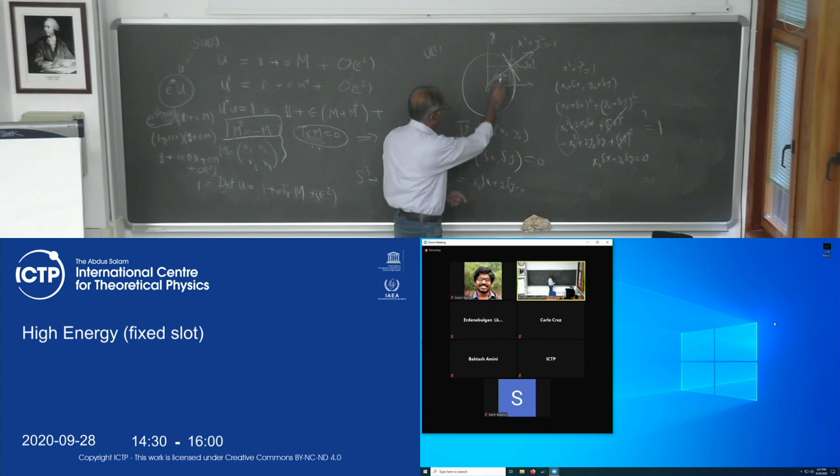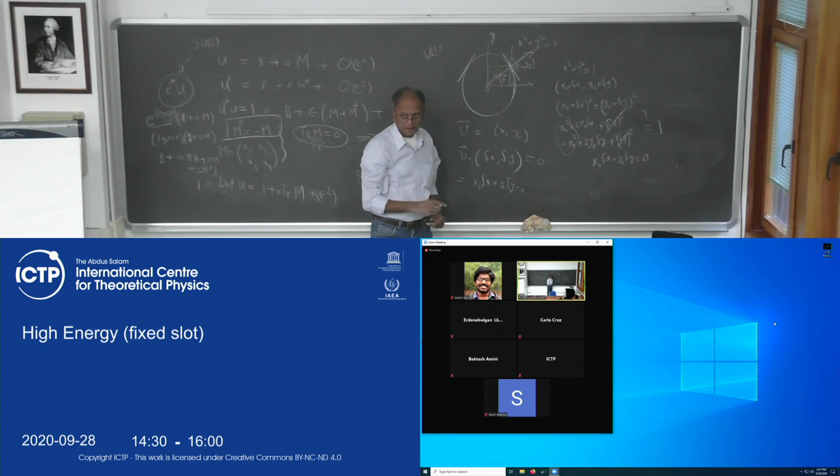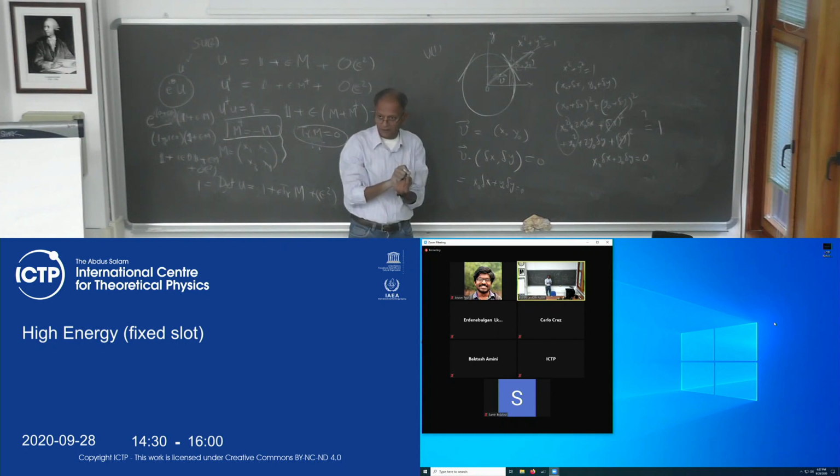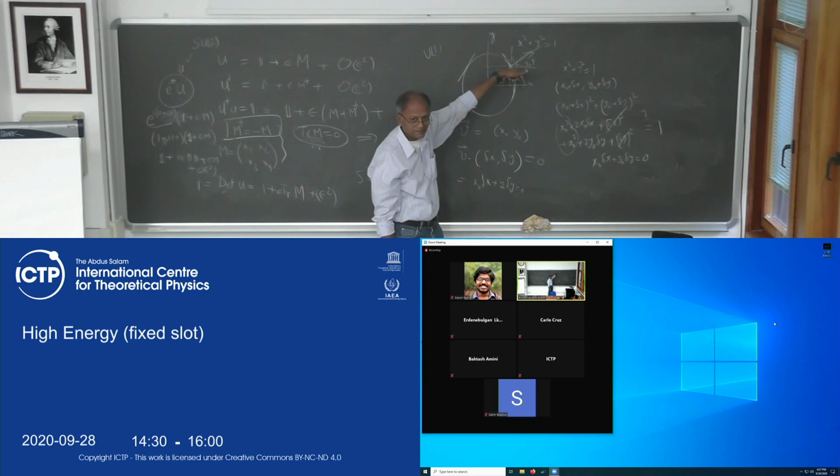Of course, this tangent will change. I mean, if x0, y0 was here, then the tangent will be this direction, right? So what the tangent is will depend on the original point you choose, but whatever it is, it is just tangent to this curve.